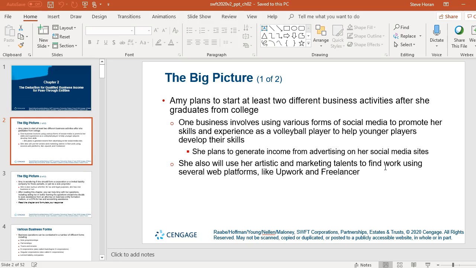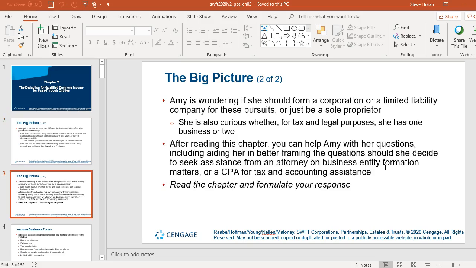And if you don't know what those are, they are websites where you can find somebody to do various jobs for you as an independent contractor. So you could contract with somebody to do a marketing campaign for you or use their skills for some particular thing that you need done, and then you pay them and you move on, and they're just an independent contractor, not a full-time employee. So Amy doesn't know how to set up her business.